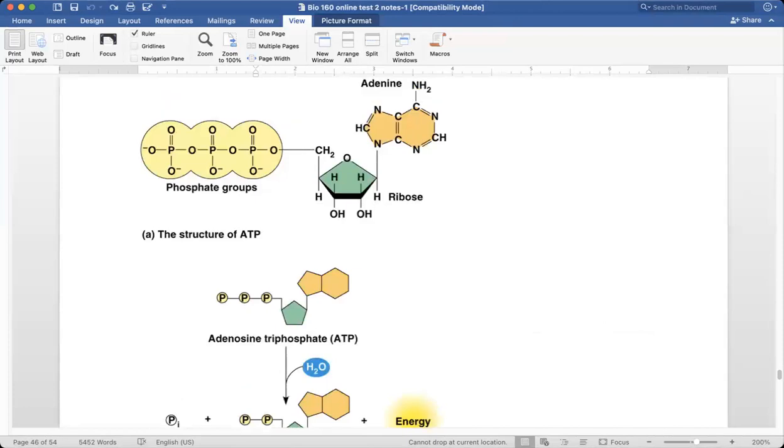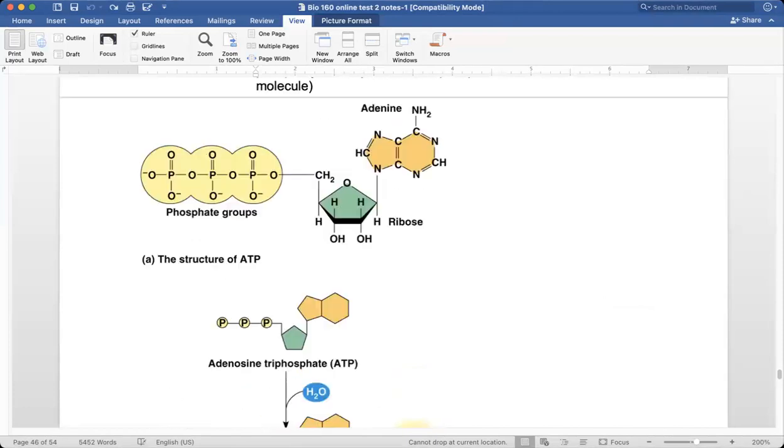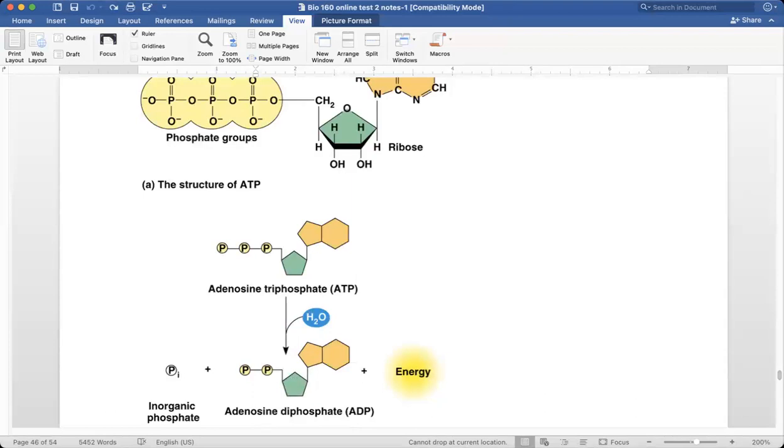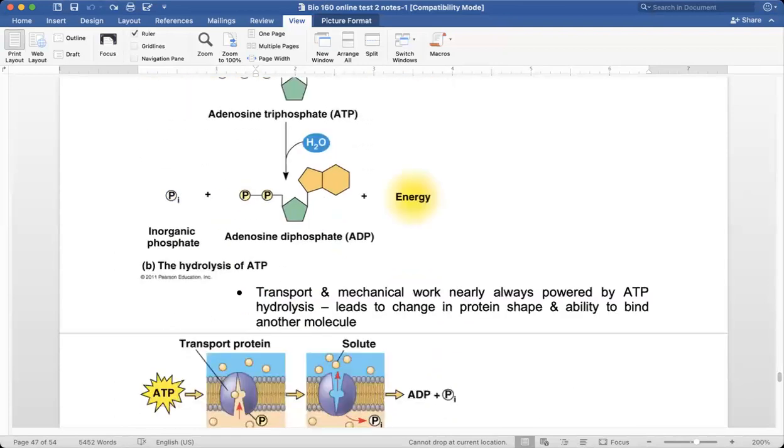So this is just a model here of what ATP looks like. I actually prefer this bottom one in here. I think it's just simpler. So you've got your adenosine triphosphate. There's the 3 phosphates on it. You remove one of them, it will now become adenosine diphosphate. So it's ATP, ADP, and it's the difference of a phosphate being taken on and off the molecule.